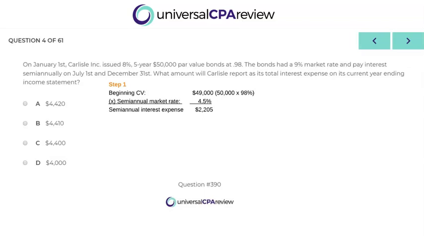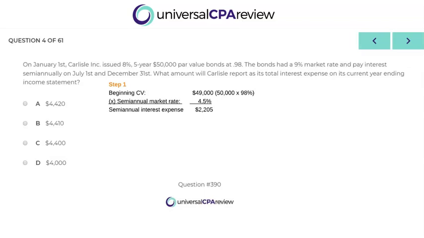After we calculate that, we know that our next step is to determine the semi-annual interest expense. So we know the market rate times the beginning carrying value of 49,000, semi-annually, so we're going to divide that rate by 2. We now have 4.5% times 49,000. So our semi-annual interest expense in the first period is 2,205.